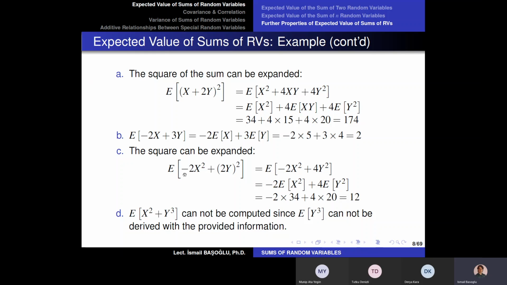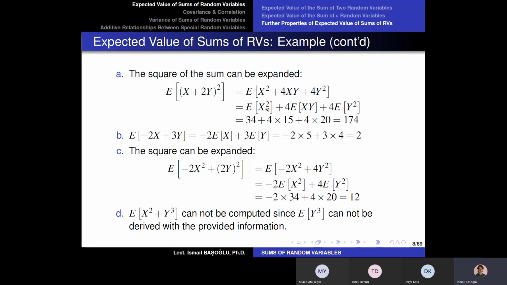Now the third one is the expected value of minus 2x squared plus the square of 2y, and the square of 2y is equal to 4y squared. Again, I am going to do the same. I will separate this expectation of the sum of these two components as the sum of individual expectations, and I can further take the coefficients minus 2 and 4 outside the expectations. Hence, it will be minus 2 times the expected value of x squared plus 4 times the expected value of y squared, and that is going to be 12.